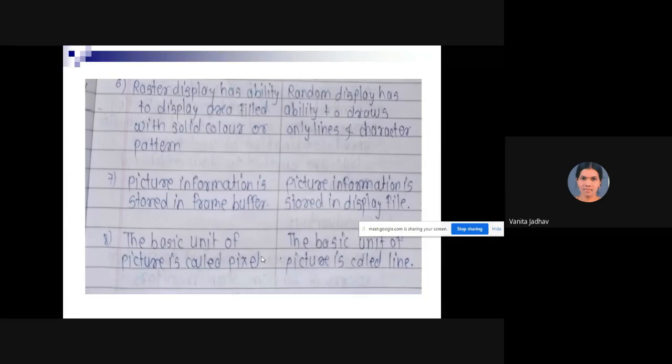So what is the picture information? Picture information is in the form of color. It is in the form of bits 0 1 0 1 0 1. So these are nothing but the contents of the frame buffer. But in case of random scan display, how is the picture information stored? It is stored in the form of commands, and these commands we are storing inside the display file.